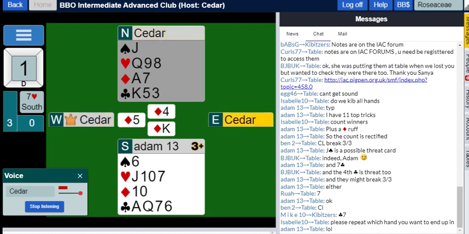Good idea. And this will correct the count for you as well, because that'll bring your winners up to 12, which you remember is essential. Okay, that's all the brilliance done. Yeah, could do, doesn't cost.